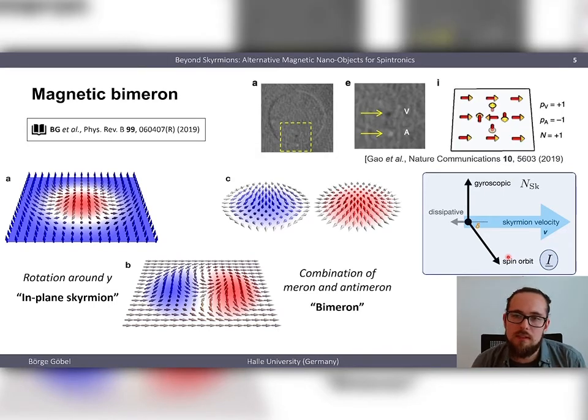And later that year, the bimeron was observed in such a geometry here, where you see a dark dot and a white dot, which correspond to a vortex and an anti-vortex. And you can see here, this configuration looks very similar to our configuration.